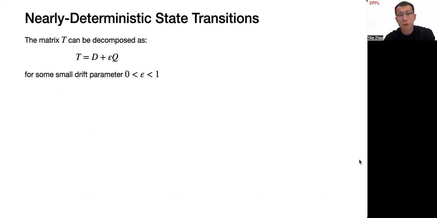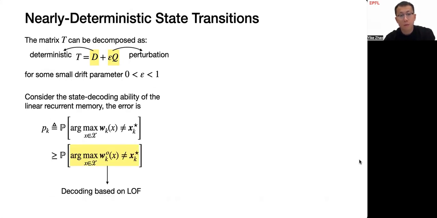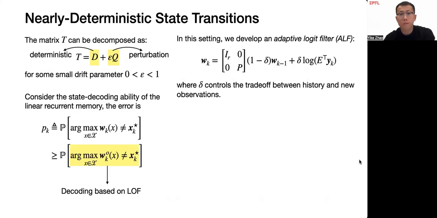We then study nearly deterministic transitions. So the transition matrix here can be decomposed as the sum of a deterministic matrix and some small perturbations. We study the state decoding ability of linear memory, and the error is defined like this, with the smallest of the optimal decoding error achieved by using LOF.